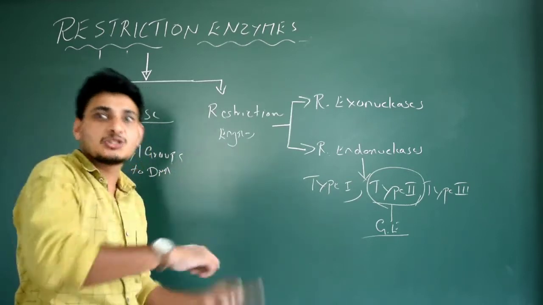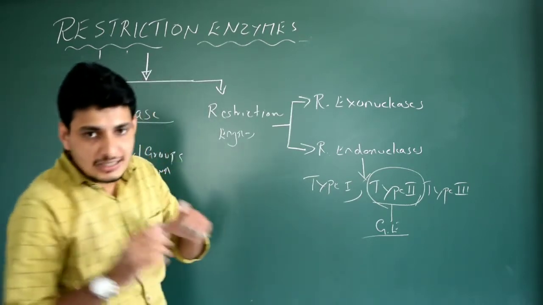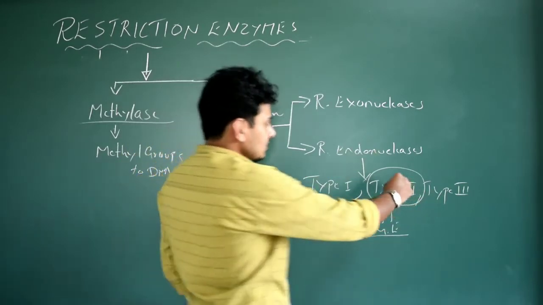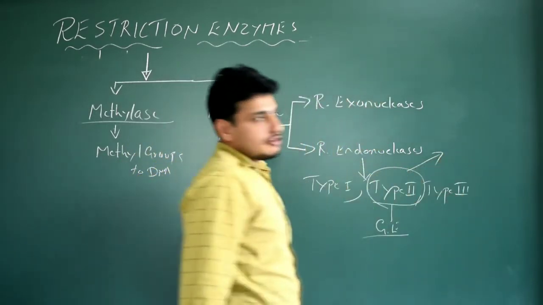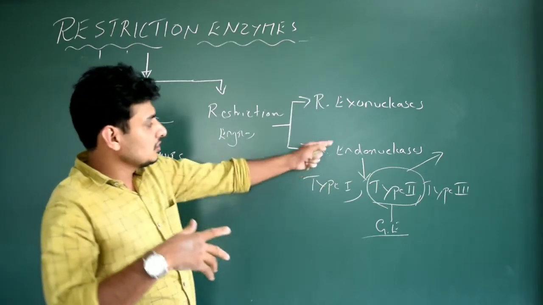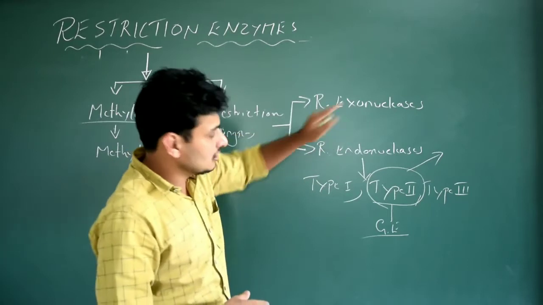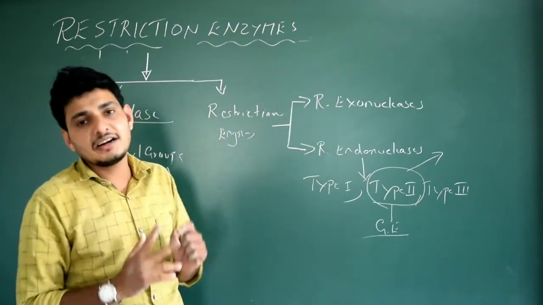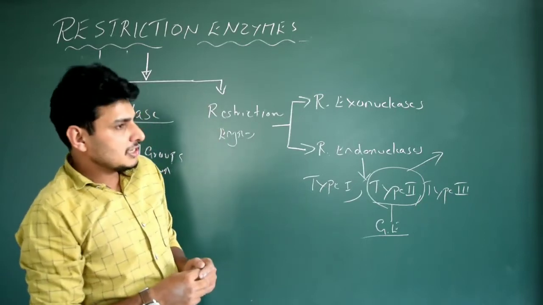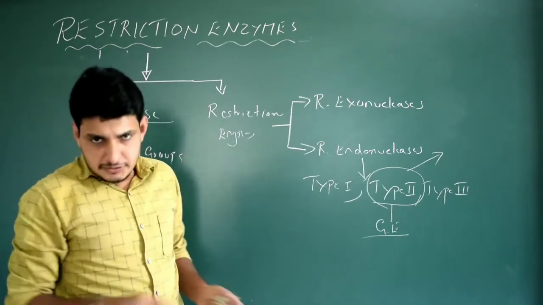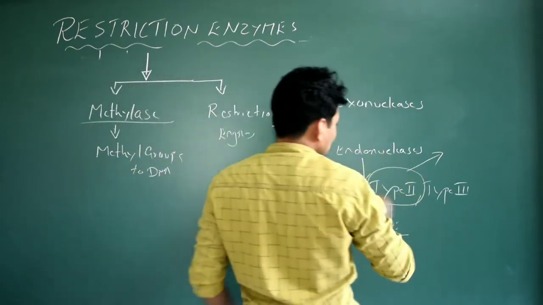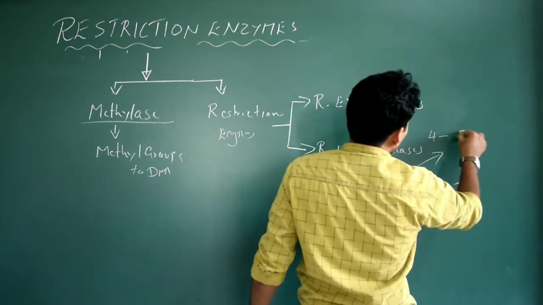Why? Another question could be added: why is type 2 used in genetic engineering? Why not type 1 or type 3? The thing is, we need fragments of the DNA, that is, the gene is required. For that we allow the DNA to be cleaved by this restriction endonuclease into small fragments. We do not want lengthy fragments, we want short fragments. The fragment of the DNA cut by this endonuclease should be 4 to 8 base pairs.